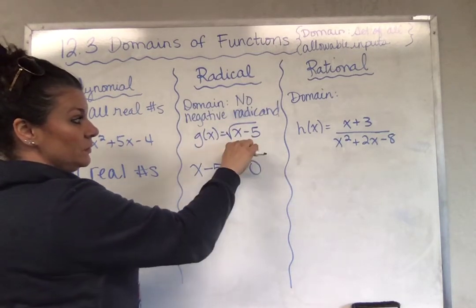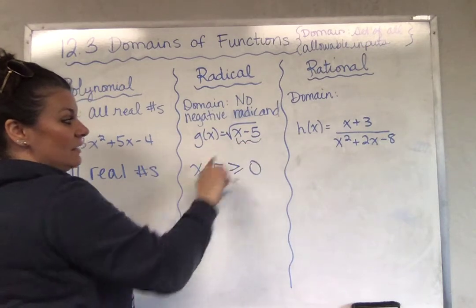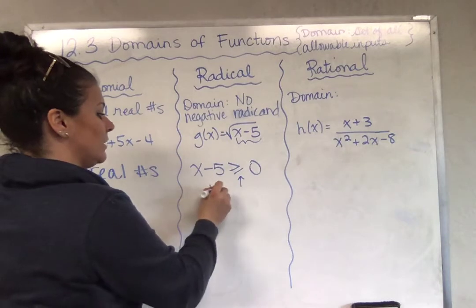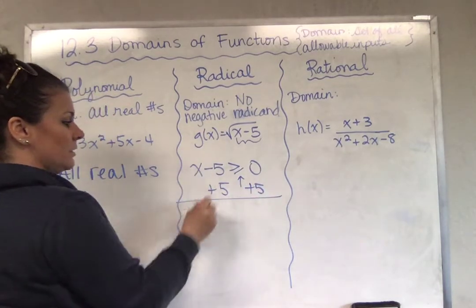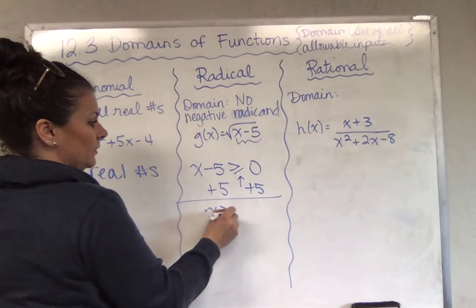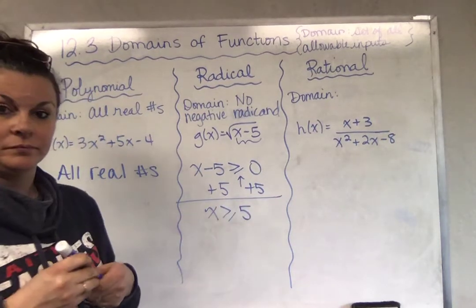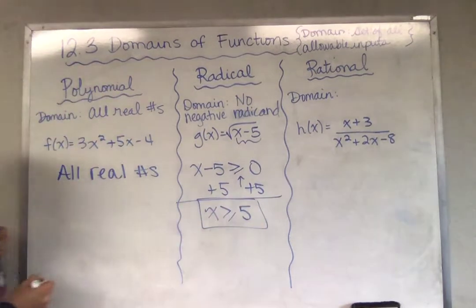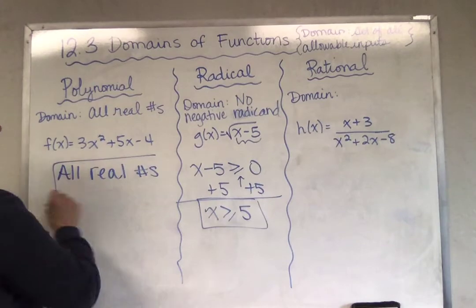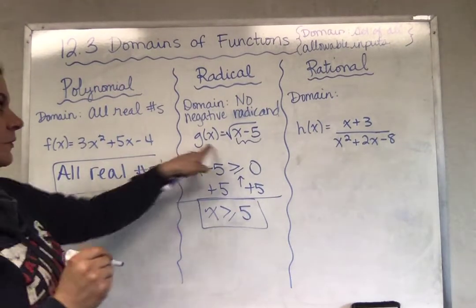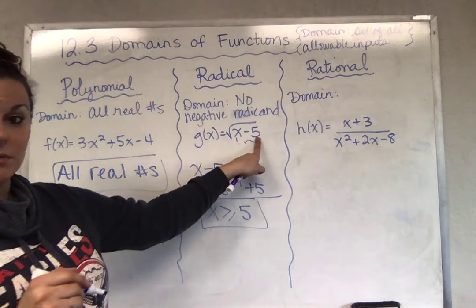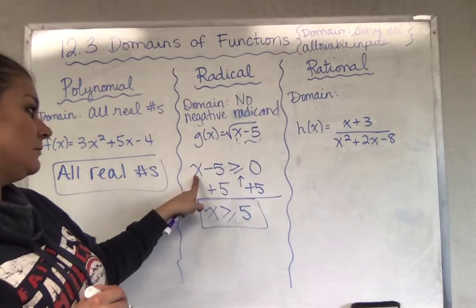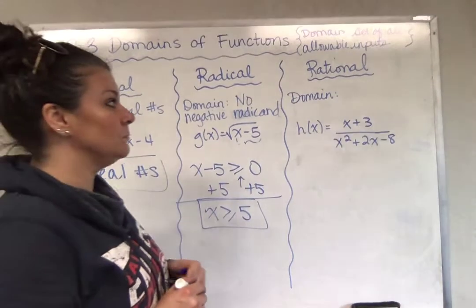So this is what you do. You take what's in the radicand and you say that it has to be greater than or equal to 0, and then you just solve that. So I add 5 to both sides, and I get that x is greater than or equal to 5. That's my domain. As long as x is greater than or equal to 5, that is my answer. So you take what's in the radicand, make it greater than or equal to 0, solve for x, and that's your answer for your domain.